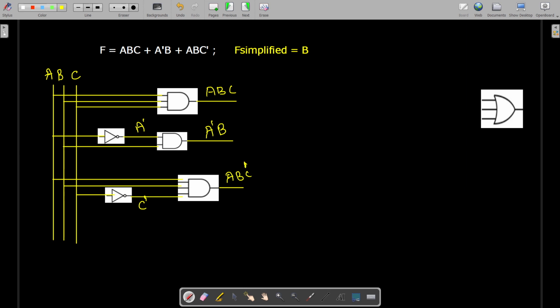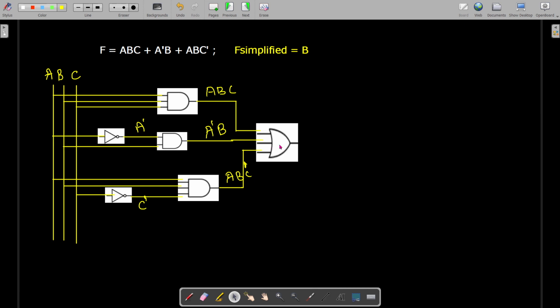Then we have to combine these three outputs using a three input OR gate. So these are given to the three input OR gate, and at the output we'll get the function. So the function is f equal to ABC plus A dash B plus ABC dash.